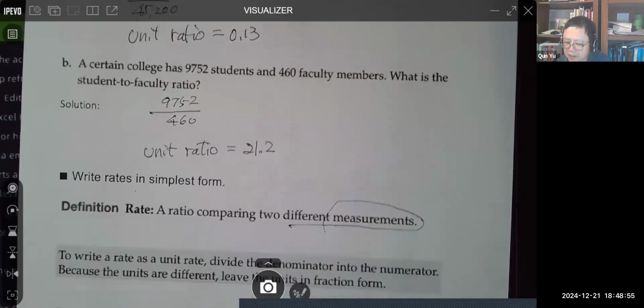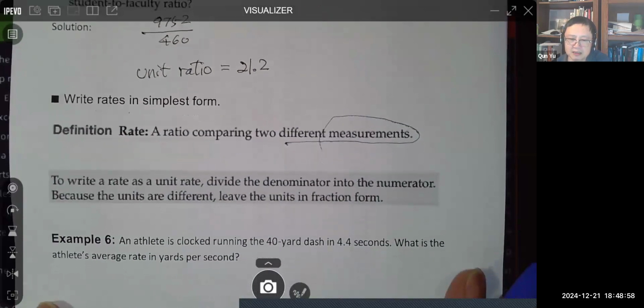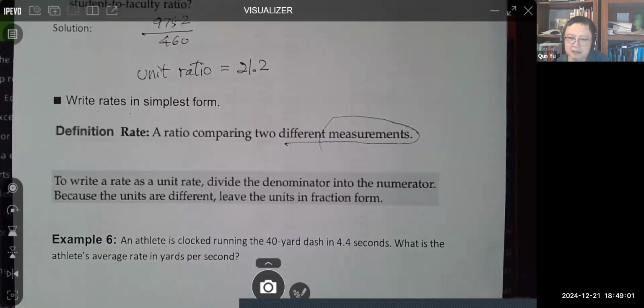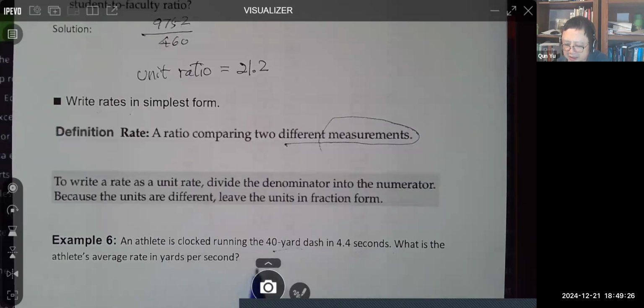Now let's look at the example here, example 6. An athlete is clocked running the 40-yard dash in 4.4 seconds. So look at these two. One is in yards, one is in seconds. They measure different things. One is time, one is length. There's no way you can convert between the two. But between feet and inches, you can convert them to the same unit because they measure the same thing. So now the question is, what is the athlete's average rate in yards per second? Whenever they say per something, this thing is on the bottom, because per second means per 1 second. It has to be on the bottom.